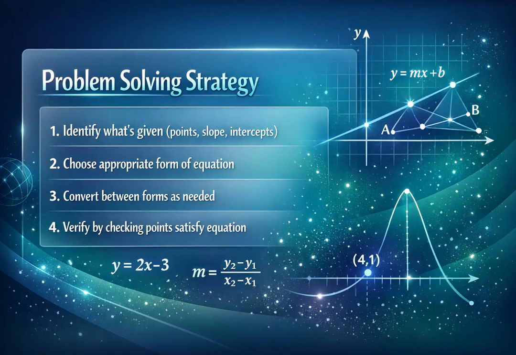Problem-solving strategy. First, identify what information is given: points, slope, intercepts, or angle. Choose the appropriate form of the line equation based on what's given. Convert between forms as needed. Always verify your answer by checking that given points satisfy your equation.